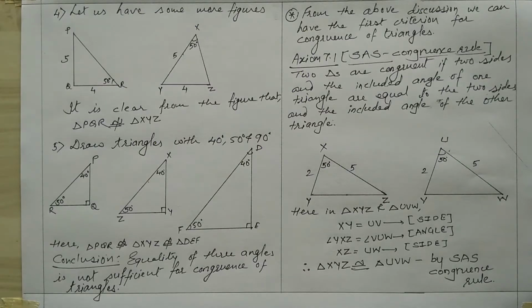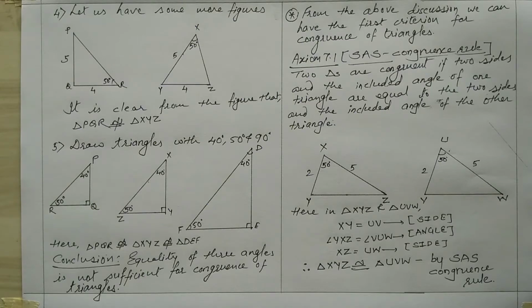Now from the above discussion we can have the first criterion for congruence of triangles, that is axiom 7.1, side angle side congruence rule. 2 triangles are congruent if 2 sides and the included angle of one triangle are equal to the 2 sides and the included angle of the other triangle. What is the meaning of this? Here I have drawn 2 triangles, triangle XYZ and triangle UVW. You can see sides XY and UV have the same length, 2 units.